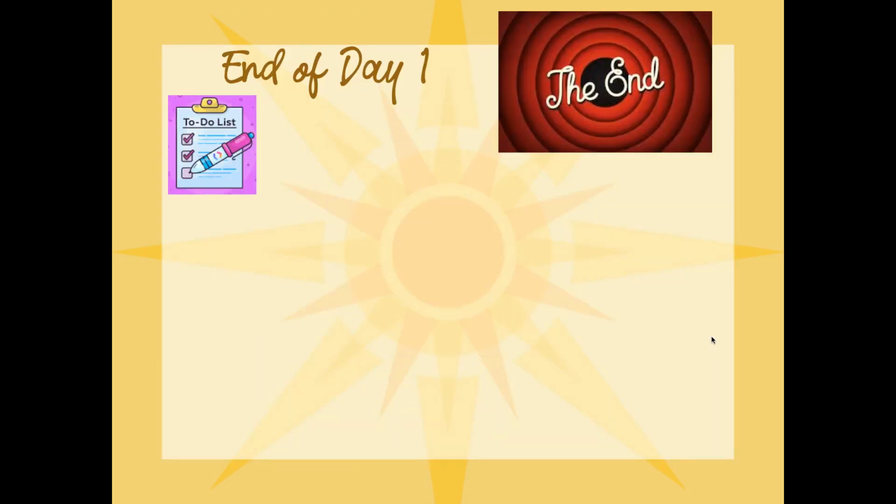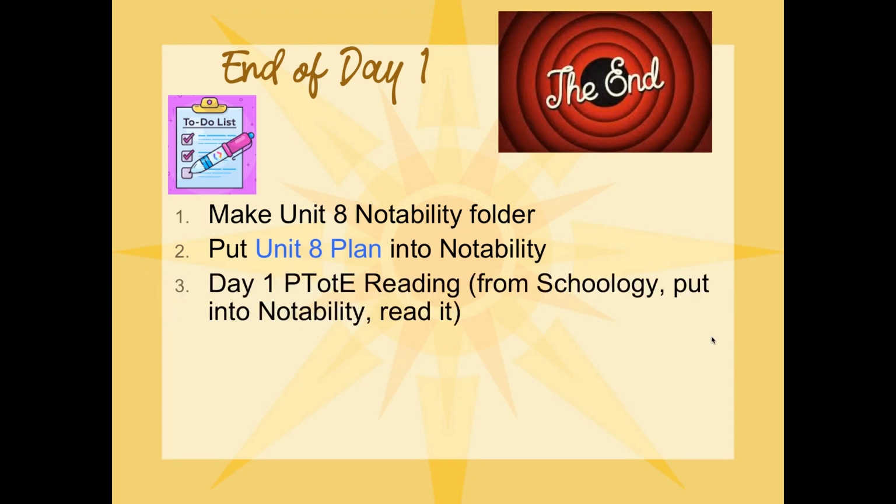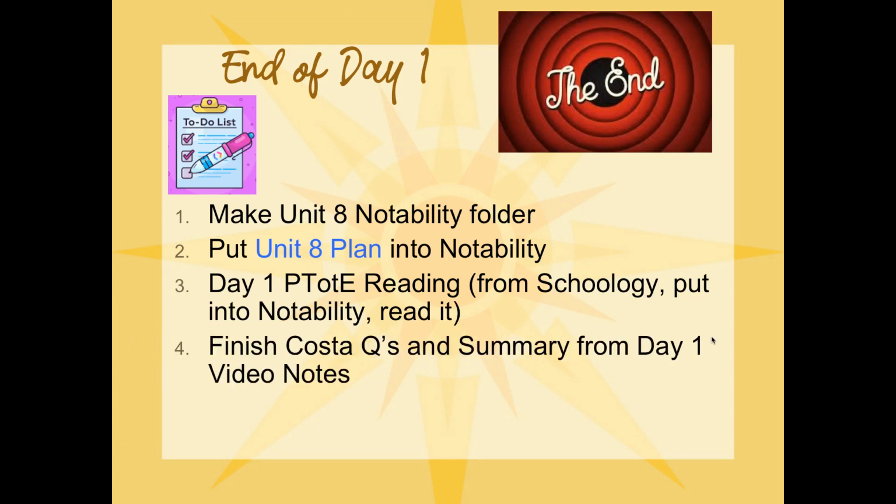And that brings us to the end of day 1 of Unit 8. So here's what I want you to do. If you didn't do it already, make a Unit 8 Notability folder and put the Unit 8 plan in Notability, so you can see what you need to know for this unit, what objectives are important, and what assignments you need to do. You should go back and do the reading from Schoology, the day 1 periodic table reading. Put it in Notability and then read it. It also asks you to summarize the timeline of periodic table history. You could also finish your questions and your summary from today if you didn't already do that.